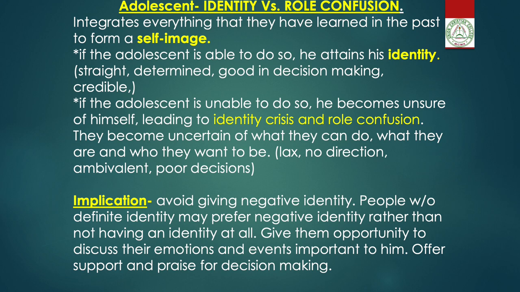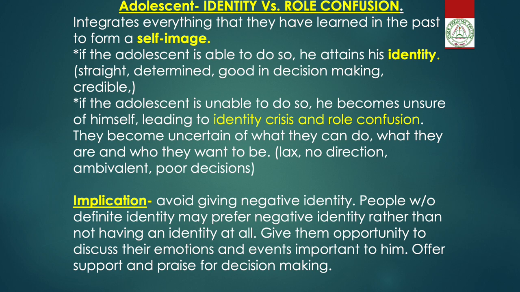Because people without any definite identity, kasi nga wala silang, confused sila, di ba? They may prefer negative identity rather than not having any identity at all. Anong ibig sabihin nito? Kung yung isang bata or adolescent ay meron siyang role confusion or meron siyang identity crisis, and here comes the parent who says, oo, ikaw, bobo ka, wala kang silbi, wala kang kwenta. The child will say, ah, wala pala akong kwenta, bobo pala ako. Why? Because you are giving them negative identity. Sabi niya, mas gusto ko na lang na negative yung identity ko. At least kilala ko ang sarili ko kesa naman confused ako. Okay? So that's the reason why we do not give negative identity to adolescents who have role confusion.